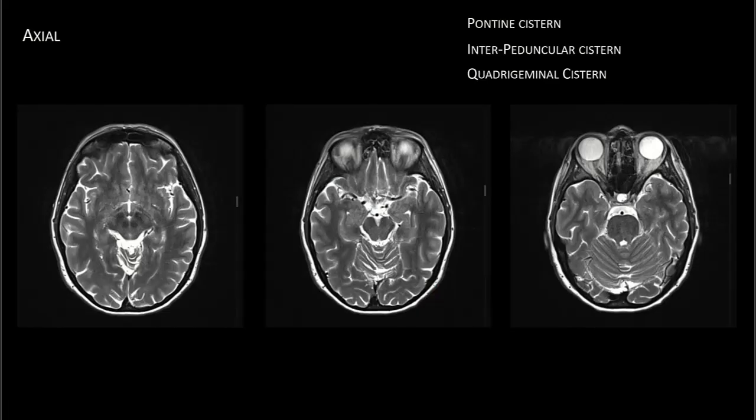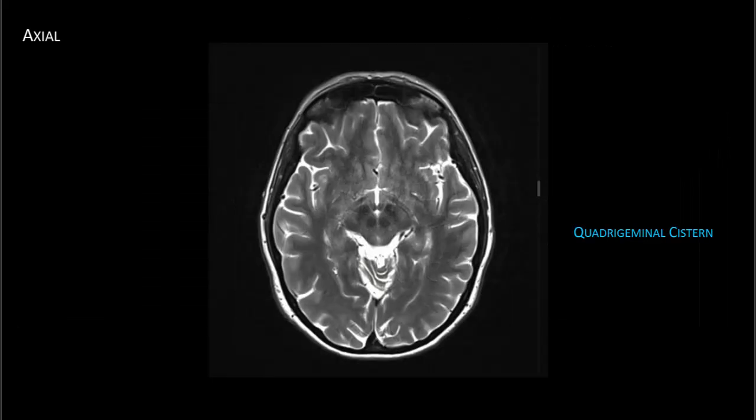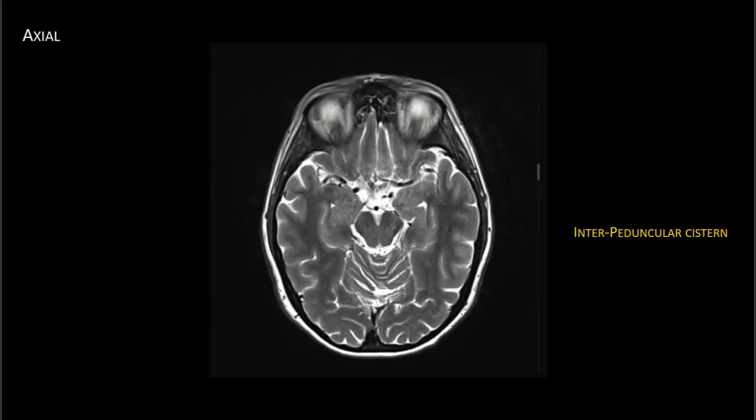Now we can find these on imaging. So we can see the quadrigeminal cistern. This little structure here tells us we're in the midbrain. These are the peduncles, and this is the posterior aspect. That's the top of the cerebellum. So that's our quadrigeminal cistern.